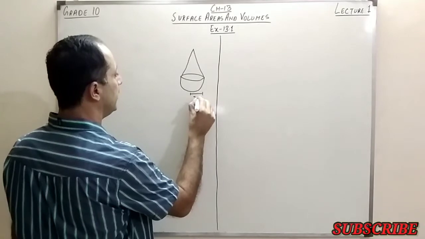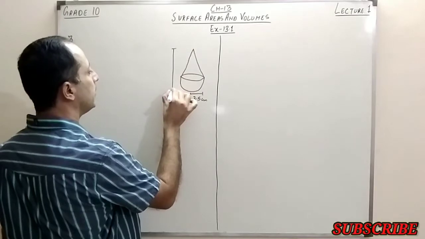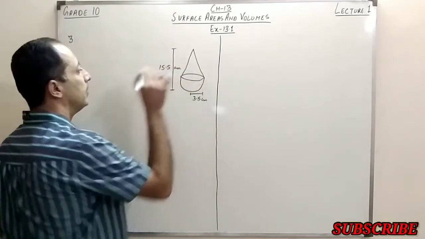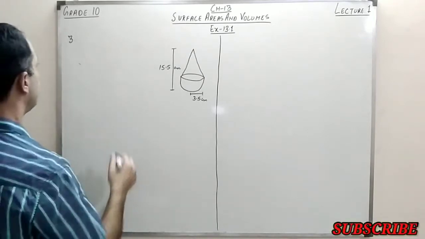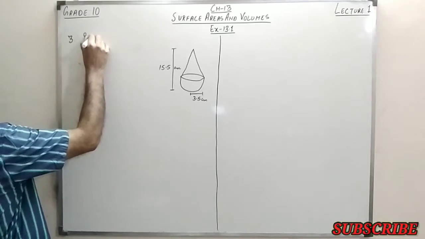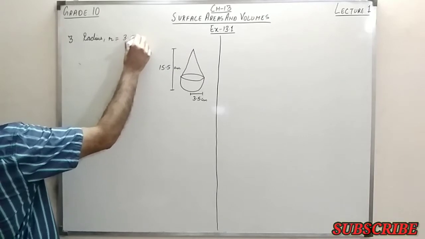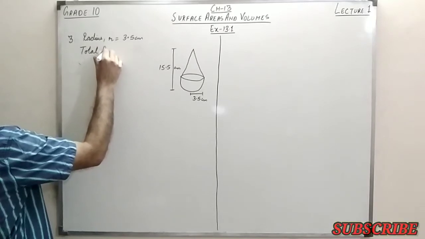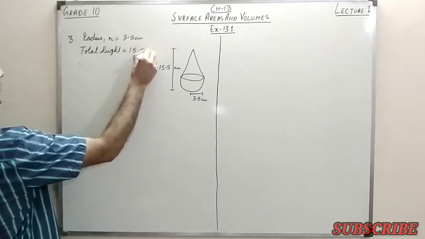Radius is 3.5 centimeter. And the total height of this object is given to us as 15.5 centimeter. Right, and we have to find the total surface area of the toy. So first write what are the things given to us. Radius is 3.5 centimeter. The total height is given to us as 15.5 centimeter.